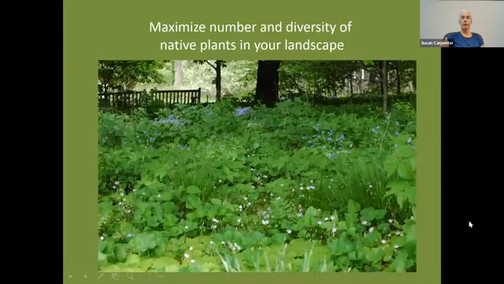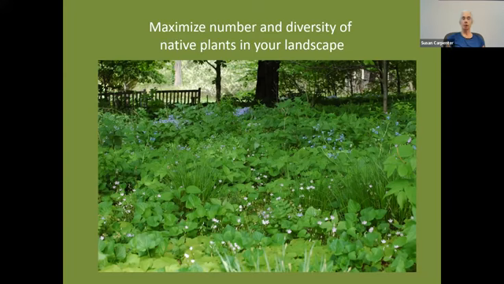This is the wildflower garden that I was mentioning before that has a little more diversity here. We want to maximize the number and diversity of native plants in the landscape. So we want lots of kinds of plants. We want, if possible, blooms throughout the season. And the woodland garden is an example of a place where you really get most of the blooming in the understory in the spring, and then not too much during the summer. And then there are some late summer species to use.